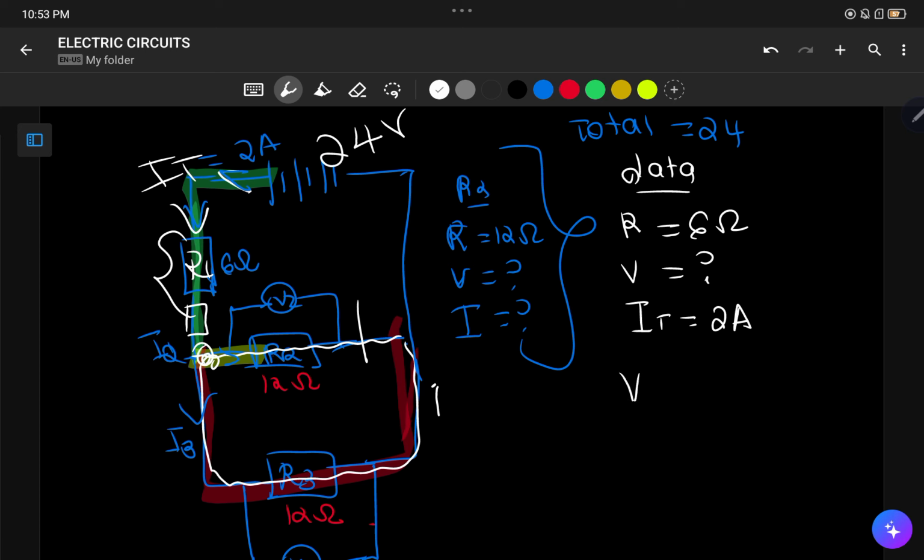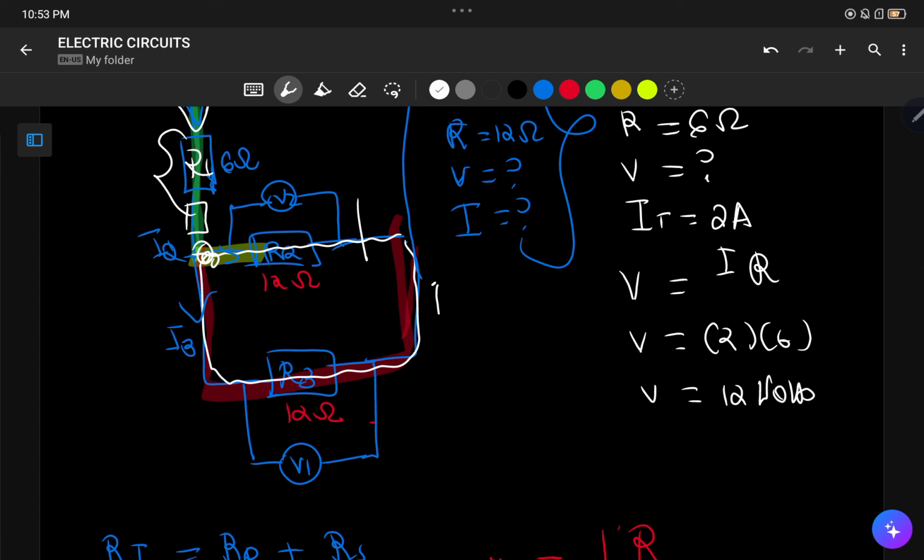So you can use the formula V equals I multiplied by R. V is equal to the total current, which is 2, times the resistor, which is 6. That means the voltage will be 6 times 2, which is 12 volts. R1 has a voltage of 12 volts. But that is not what we're concerned about.